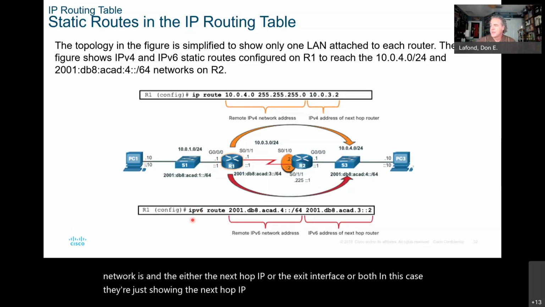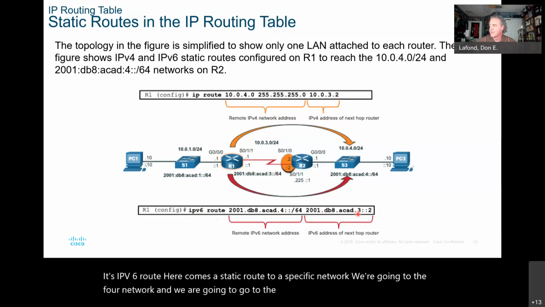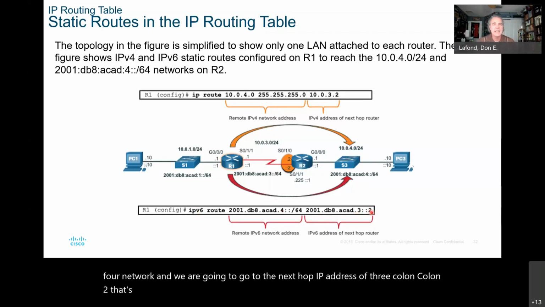Same thing down here with R1. It's ipv6 route. Here comes a static route to a specific network. We're going to the 4 network, and we are going to go to the next hop IP address of 3::2. That's the ingress interface in the next hop router, in this case, router 2. You can see it right there.